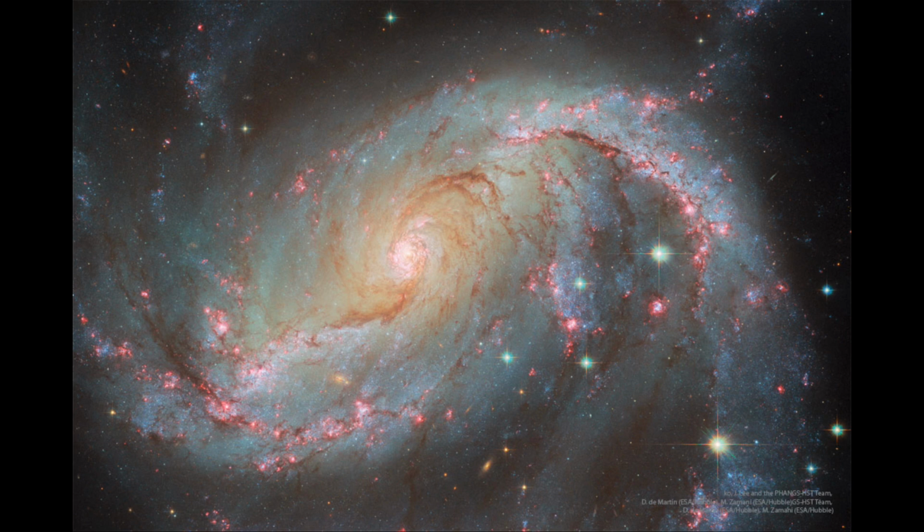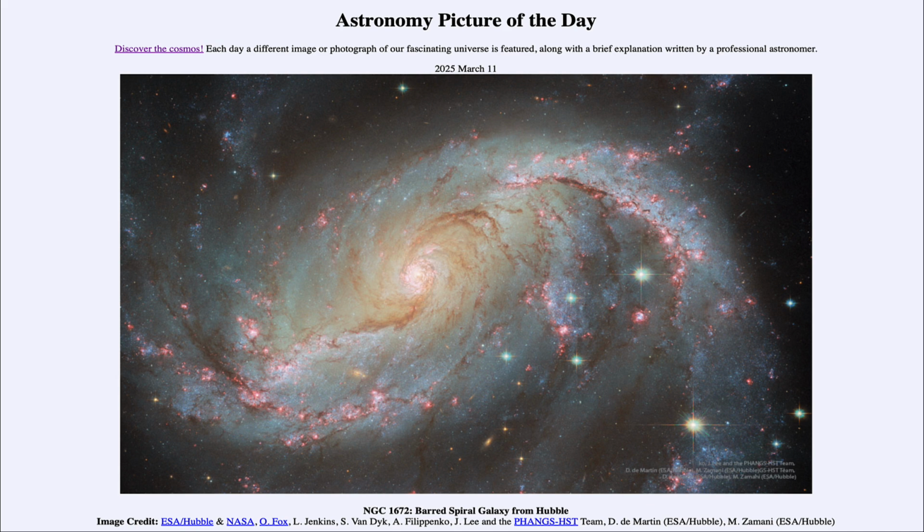Here we're looking at something much closer. So this is very close to Earth, galaxy speaking, only about 60 million light years away, only a tiny fraction of the many billion you need to get to the edge of the universe. So that was our picture of the day for March 11th of 2025. It was titled NGC 1672 Barred Spiral Galaxy from Hubble.